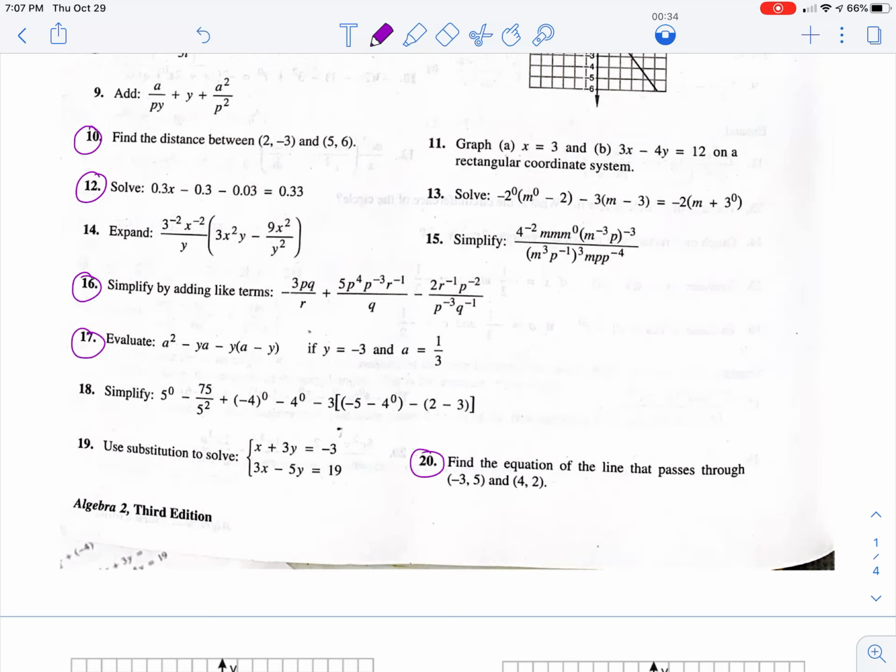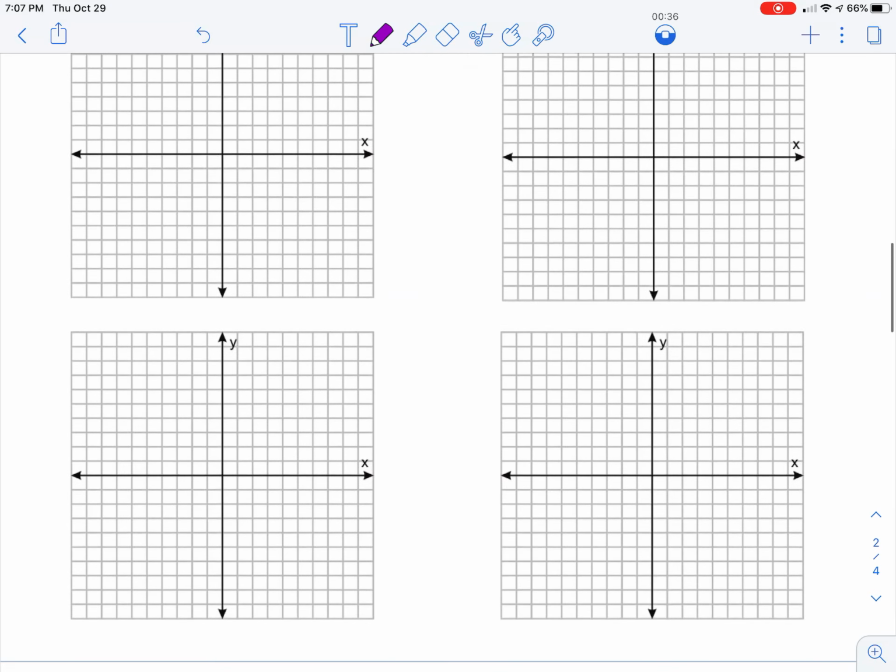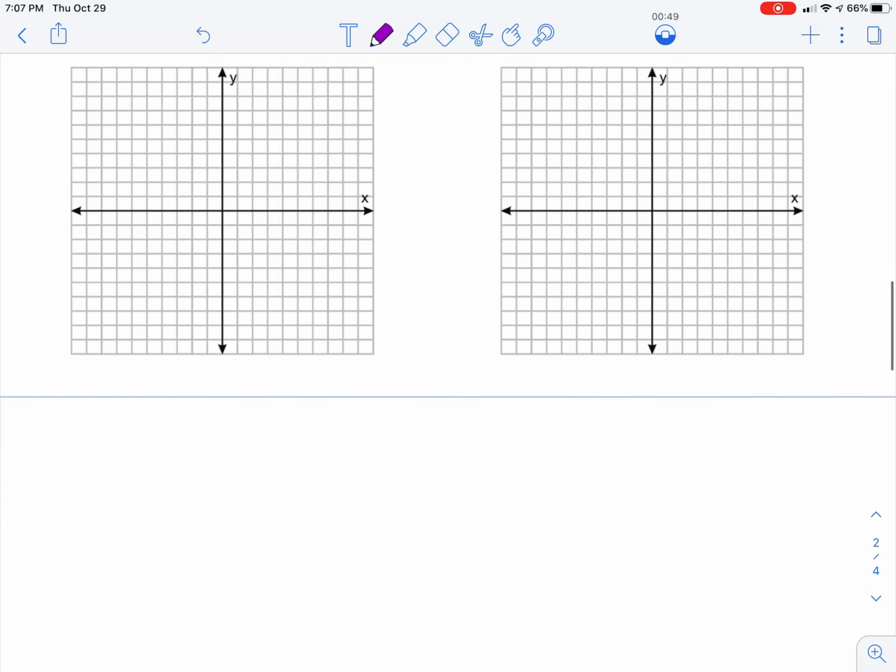I have those circled on the test. And I have some graphs down here. If you need some graphs, you can just Google them and find some. When I found these, I called them mini coordinate planes. It comes with 4 to a sheet, and if that's helpful, you can use those as well.